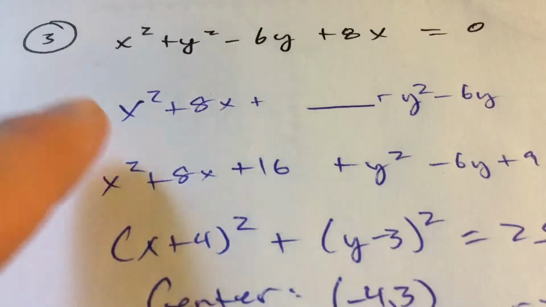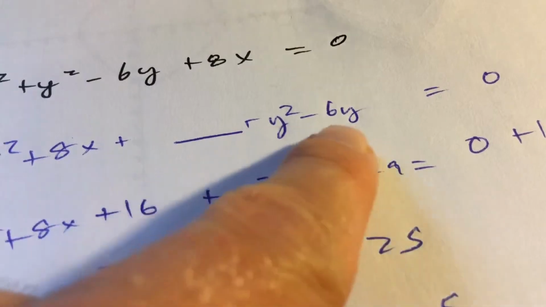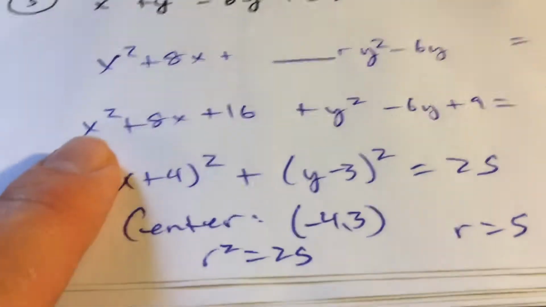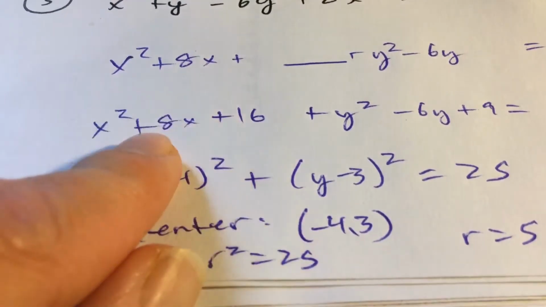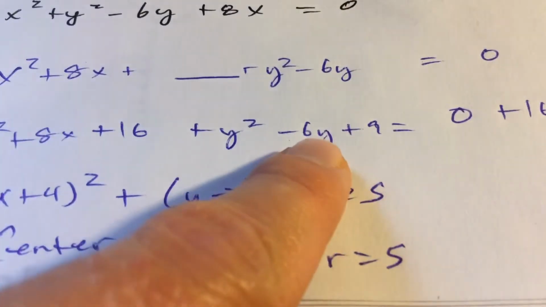So I need to put the x's together. X squared plus 8x plus blank, y squared minus 6y equals 0. So to complete the square, I take half of 8, which is 4, and I square it, 16. That means I got to add 16 to the other side. Then I take half of negative 6, which is negative 3. I square it. That's 9. I add 9 to the other side.